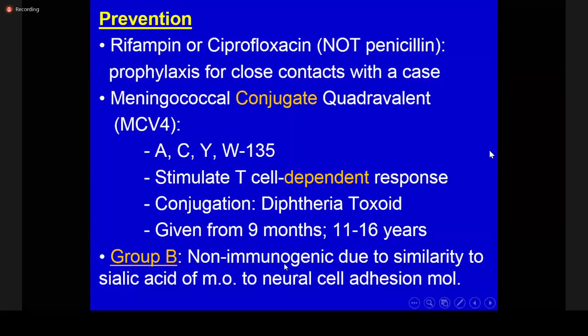Group B is non-immunogenic, we said, due to similarity to the sialic acid moiety of the microorganism and the neural cells. That is why the body cannot recognize it well. They think it is part of the body because its antigen is similar to the antigen of a neural cell.